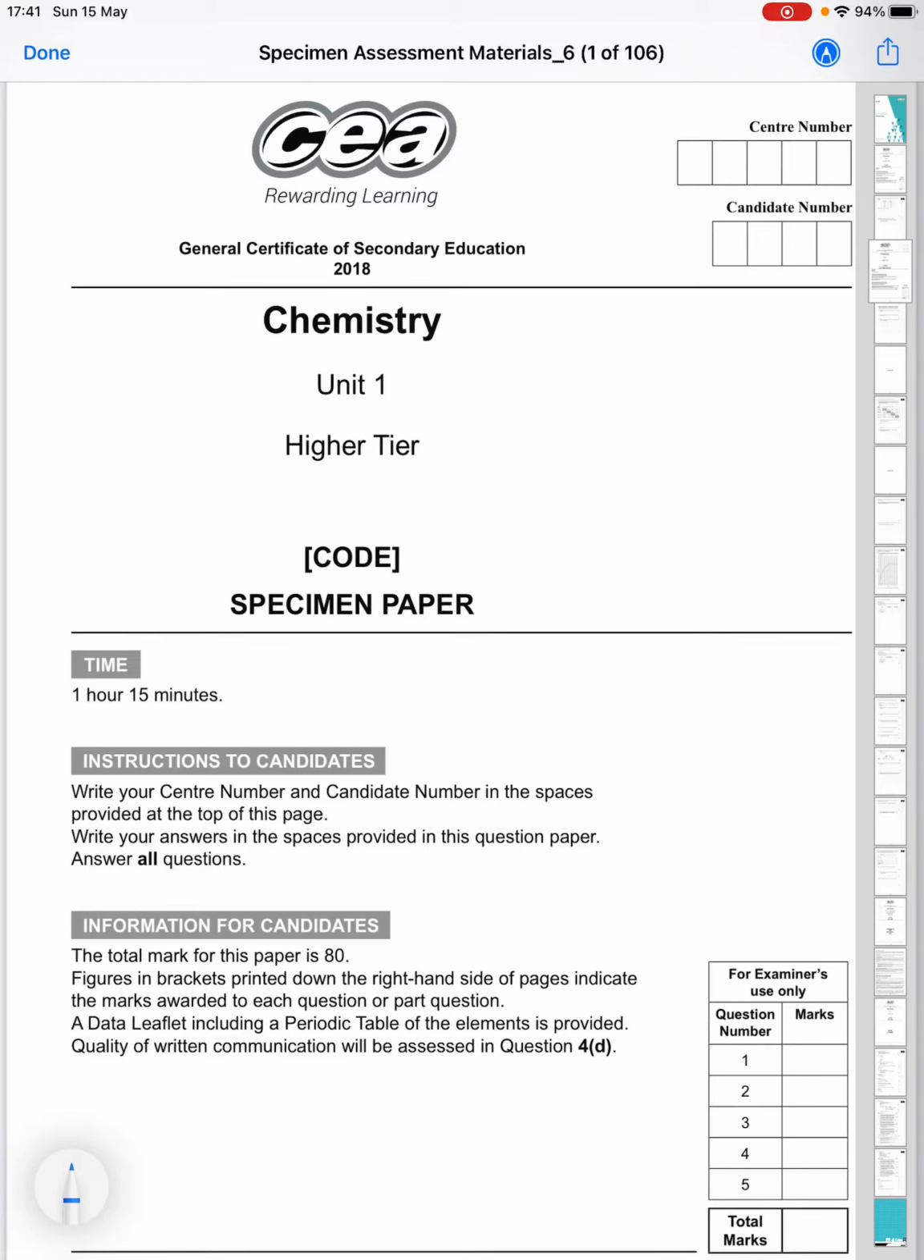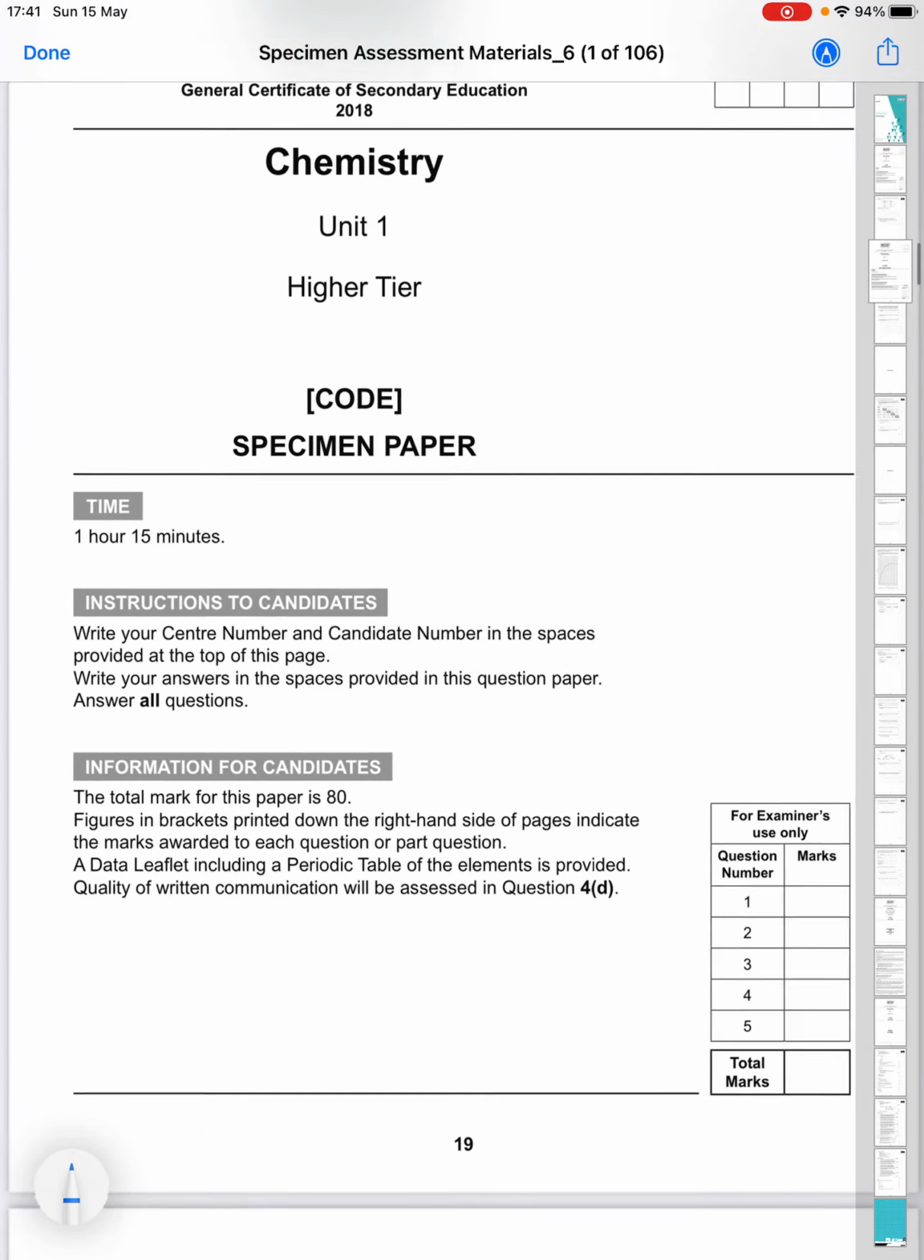This is a talk through of the GCSE Chemistry Unit 1 higher tier paper. It's the specimen paper and it was timed to be 1 hour 15 minutes long and the total mark 80 marks.